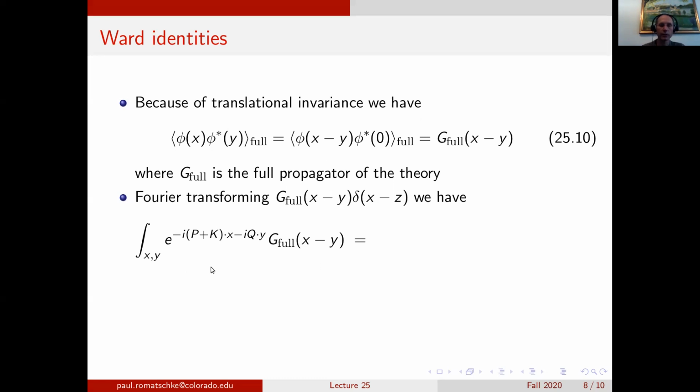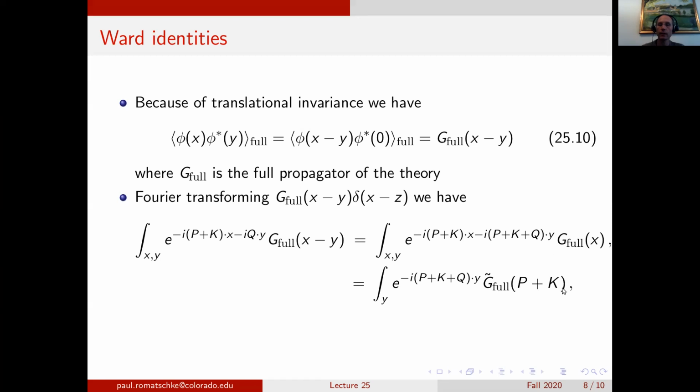We can then look at this expression here, and we can shift x goes to x plus y. So we get an argument of the propagator that's just x. If we do that, then doing x goes to x plus y, we get the dependence on y is q y from the original term plus p k from the shift, and that is acting on G full of x. And we can recognize that the integration over x here is nothing else but the Fourier transform of the propagator. So we get the propagator in Fourier space, evaluated at momenta p plus k. So it's this term here.